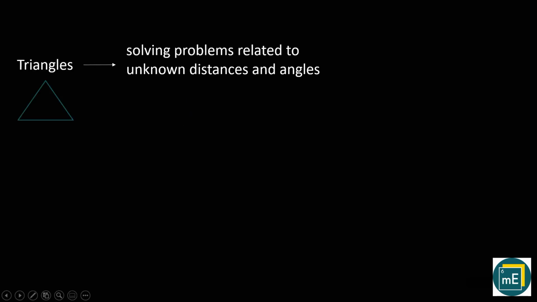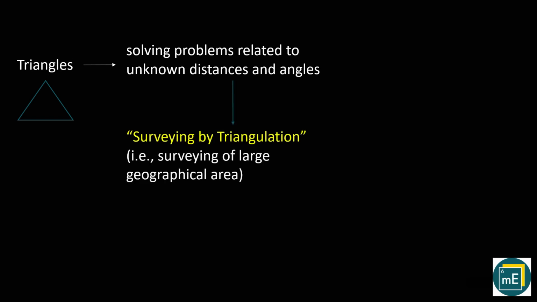Now let's talk about how trigonometry would help solve a problem which involves unknown distances and angles. One of the most simple and elegant applications of this is in the process of mapping a geographical area by a method called surveying by triangulation. So let's see how this method works.